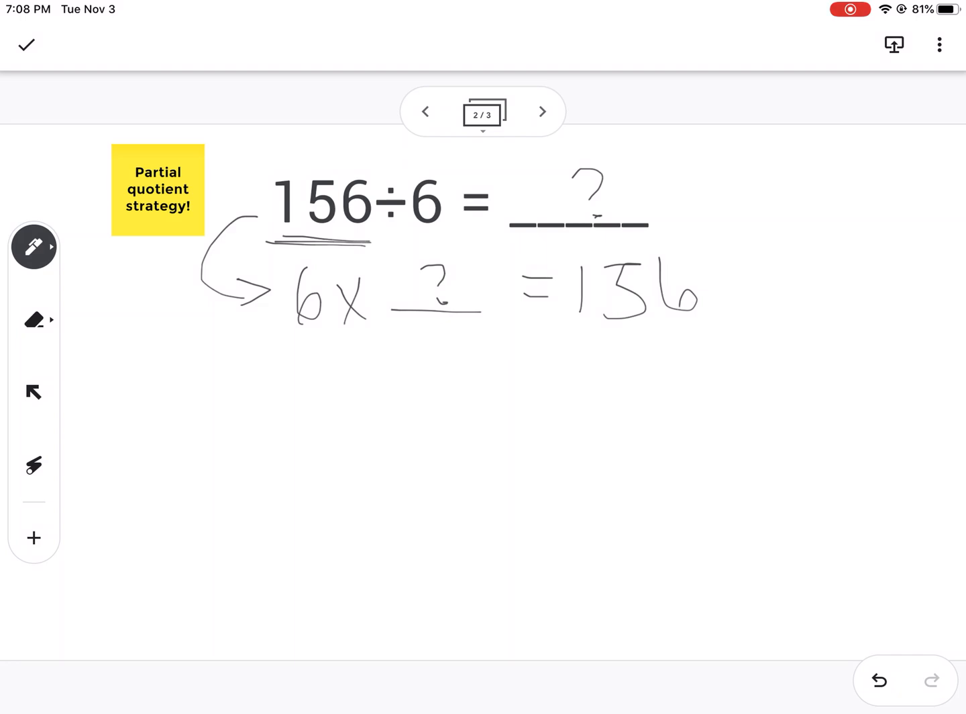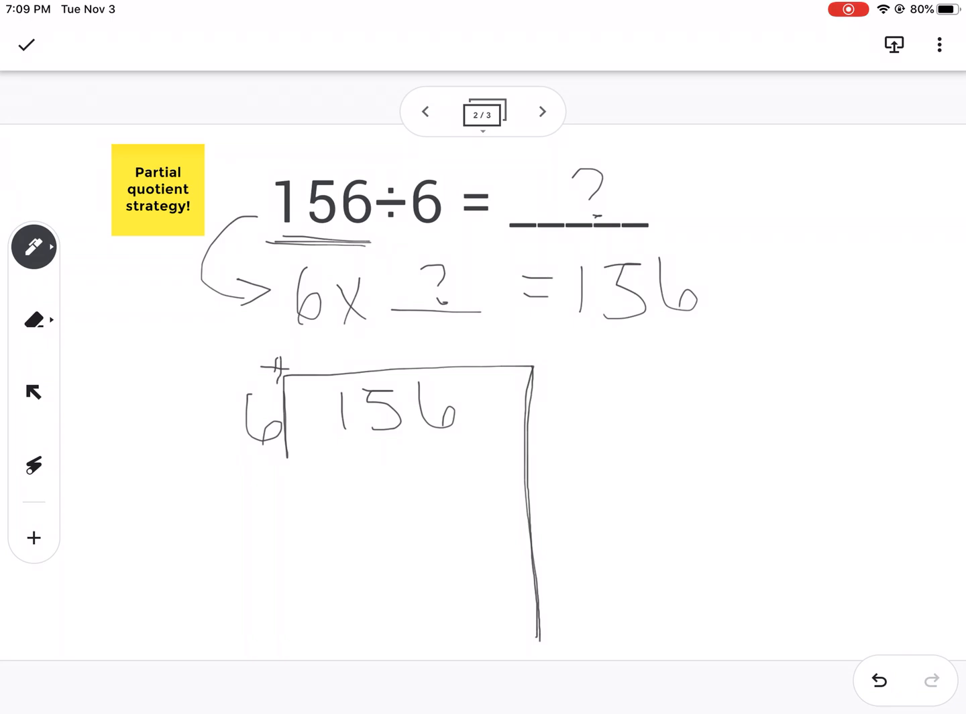I don't know what 6 times what number is 156, but I'm still going to try and think about it. Here's how we're going to do the partial quotient. We're going to create this little diagram here, and we're going to put 156 on the inside and 6 on the outside. It kind of reminds me of when we had the box, but it's not a box now. It's 6 on the outside, 156 inside, and we have this line going down here. I can even put that times sign again to remember that I'm still going to be doing some multiplication.